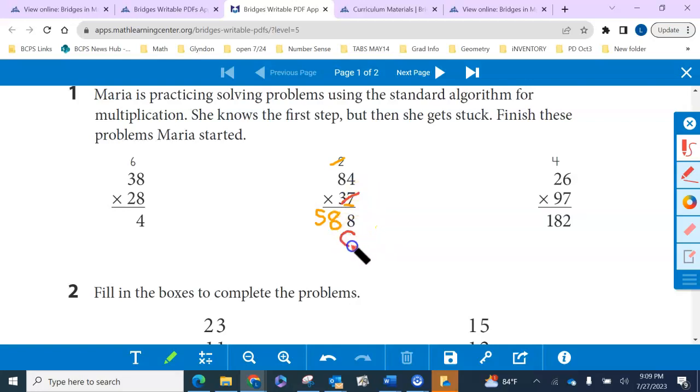We then put a 0 here in the ones place because now we're multiplying by tens. So when we have 3 tens, we're really multiplying by 30. So here's that 0 here to show that it's 3 tens.